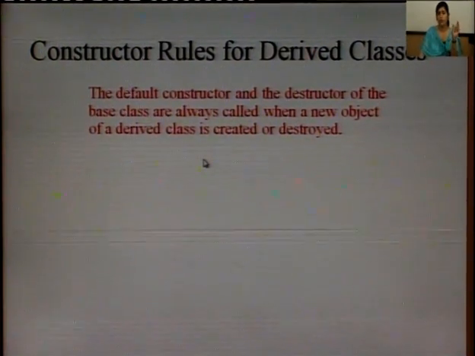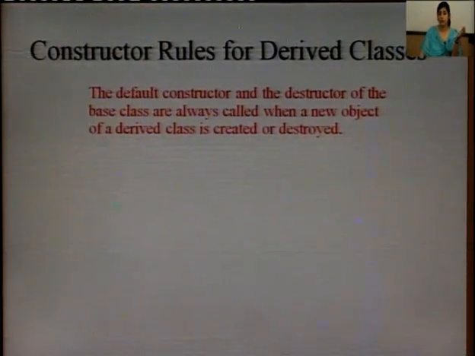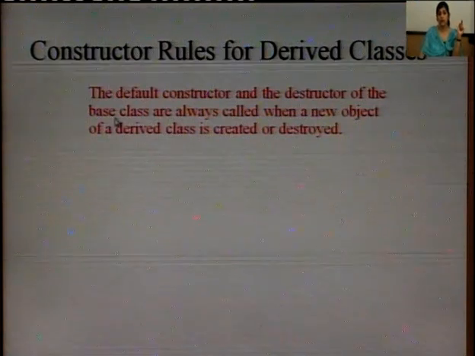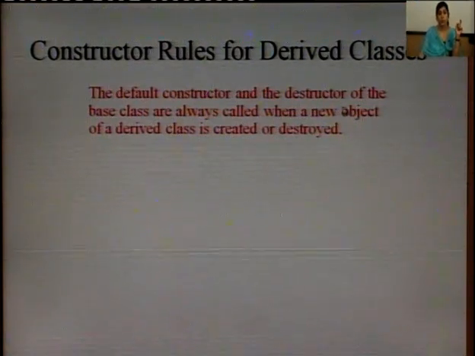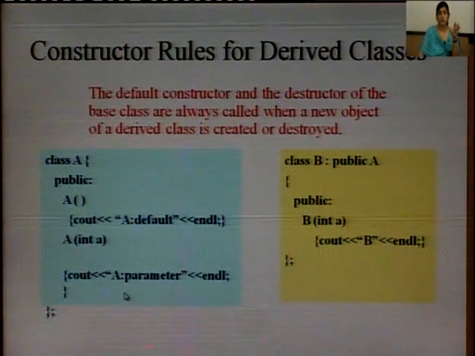Whenever you declare an object of the derived class, the constructor of the derived and the base class is automatically called, whether you have declared it or not. I repeat, the default constructor and the destructor of the base class are always called when a new object of a derived class is created or destroyed.